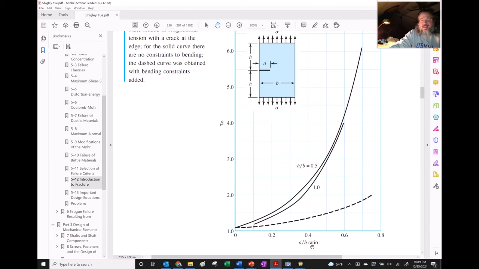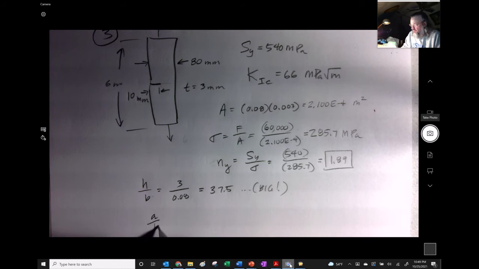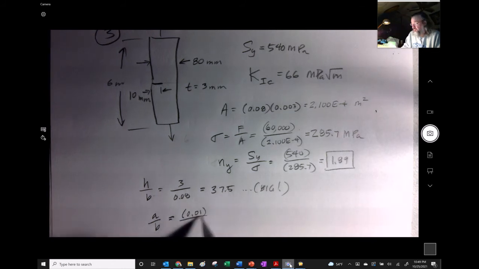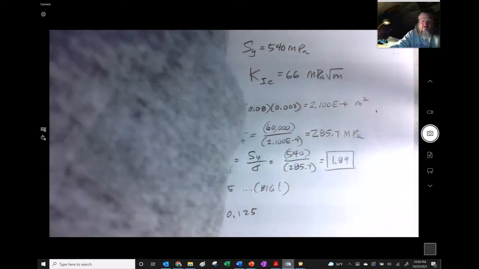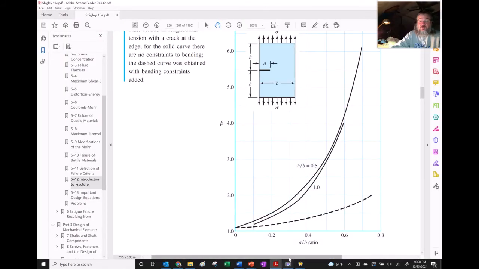Let's take a look at our A over B ratio. So the A over B is 0.01. That's 10 over our 0.08. So it's obviously 1/8 of right there, right? And so let's take a look. And 1/8 is, here's 0.1, so it's going to be like somewhere in here. So we have to kind of make a decision about where we would want to place this.